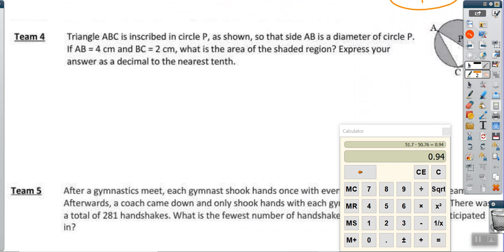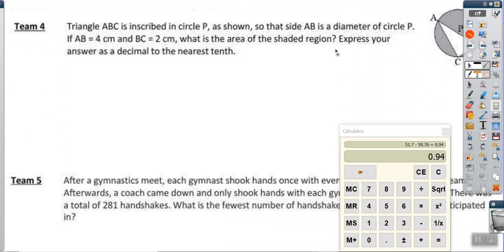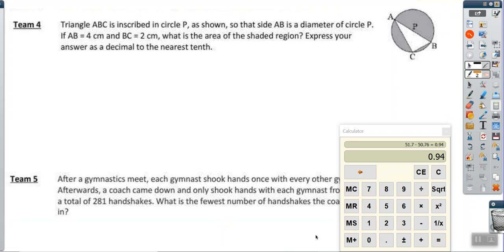Now the next 2 problems, those first 3 were pretty straightforward. These next 2 are a little trickier and require a little more background knowledge. So triangle ABC is inscribed in circle P as shown, so that AB is the diameter of P. Okay, no big deal. So that means AB is 4, and it tells us that. That's hard to see. And we know BC is 2. And so what is the area of the shaded region?